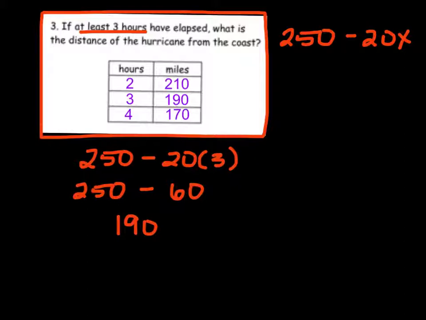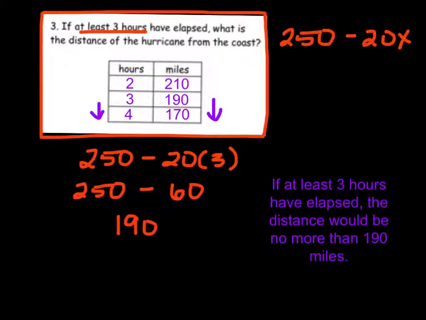So if at least 3 hours have elapsed, I'm talking about 3 or more hours. And as our hours increase, our distance is going to decrease. So for our statement here, we would say if at least 3 hours have elapsed, then the distance would be no more than 190 miles, or 190 miles or less.